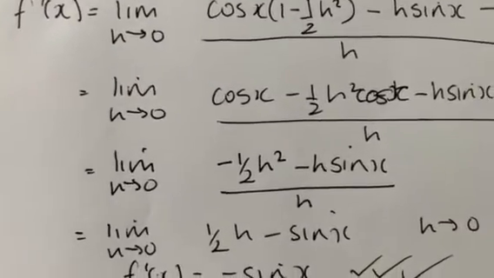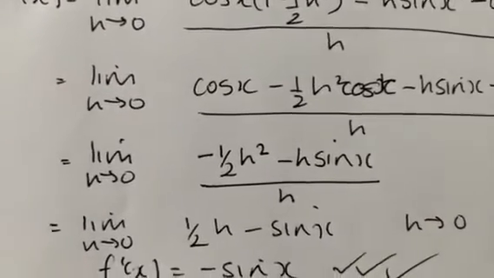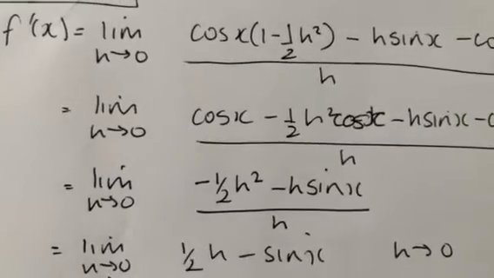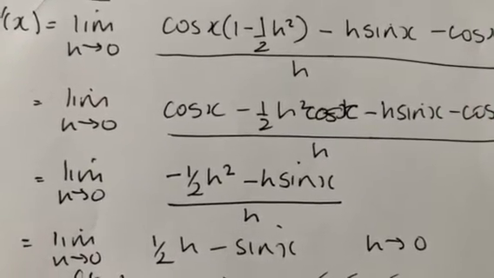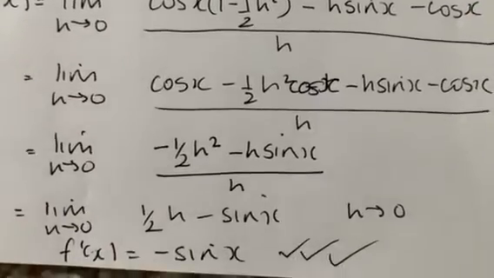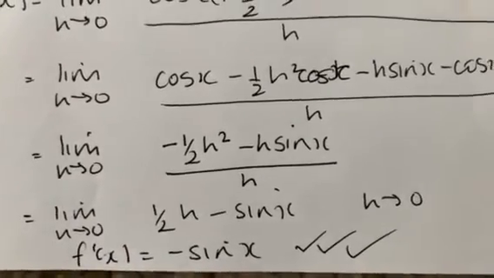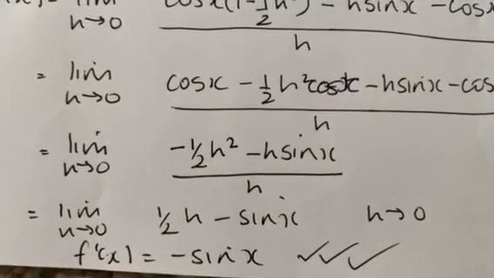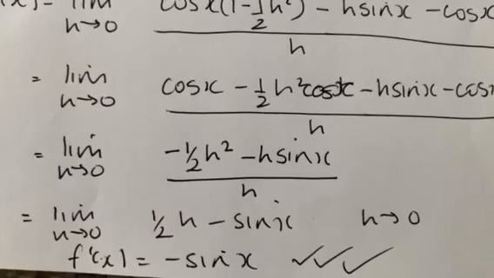Divide all through by h, because obviously you've got a denominator of h. It's going to leave you with minus a half h minus sin x. You know your limit as h tends to 0, so that half h will disappear. So you have proved by first principles that the derivative of cos x is minus sin x.